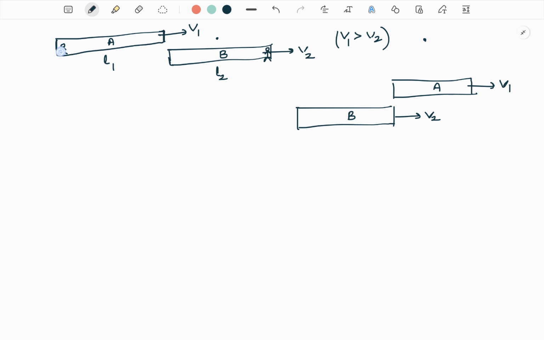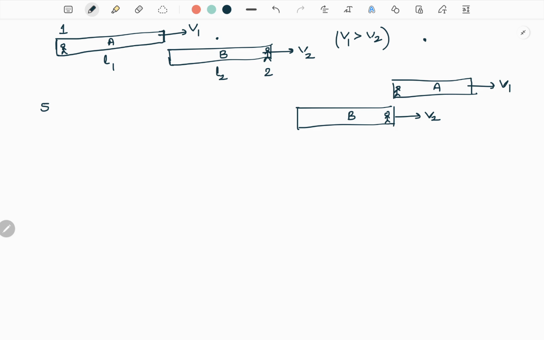Now I have assumed one person at the back of train A and one at the front of train B. Let's call them the first person and the second person. Let's say the first person is continuously looking at the second person. How far is the second person as seen by the first person? It would be L1 plus L2. If the trains completely cross each other, they are side by side, so there is no separation between them.